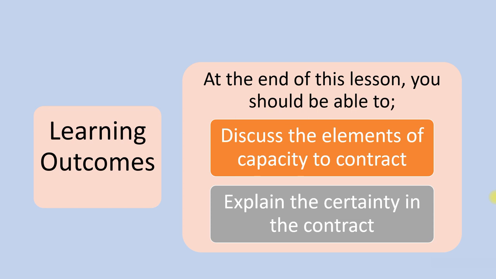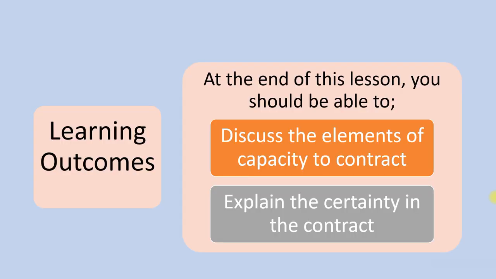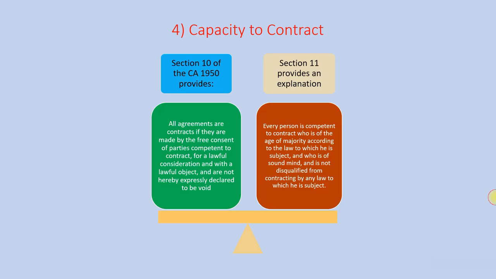So today we are going to discuss the second part of the law of contract, that is the capacity to contract and also the certainty in the contract. These are the other two elements that form a valid contract, right? Basically these are the learning outcomes: first, to discuss the elements of capacity to contract, as well as to explain the certainty in the contract. So make sure that you focus on these two learning outcomes.